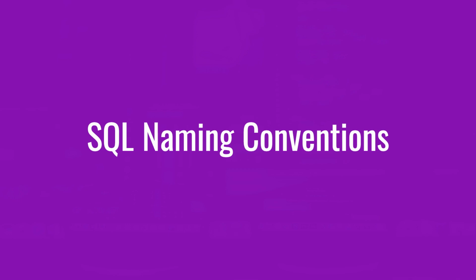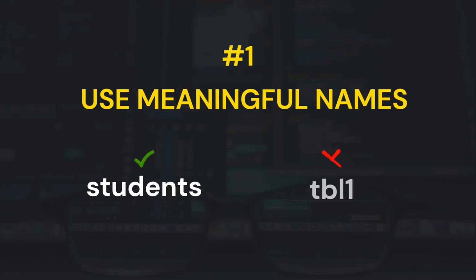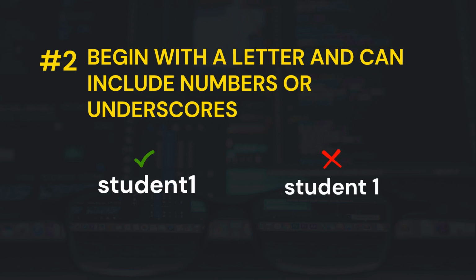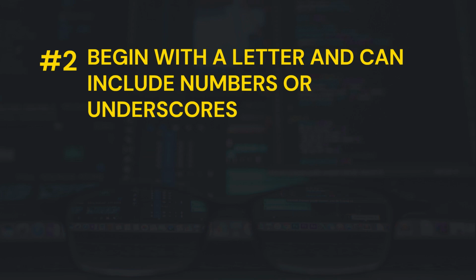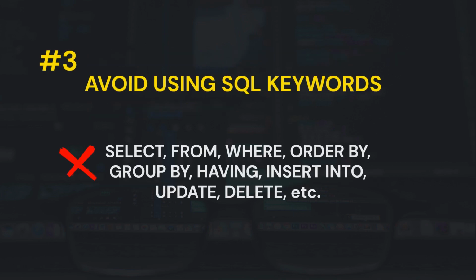in SQL. First, always use meaningful names that clearly describe the data inside, like students, instead of something vague like TBL1. The name must begin with a letter and can include letters, numbers, or underscores, but spaces are not allowed. If you need multiple words, use an underscore instead. For example, order_details. Also, avoid using SQL keywords as they can cause errors. Keeping these simple rules in mind will make your database well structured and easy to understand.